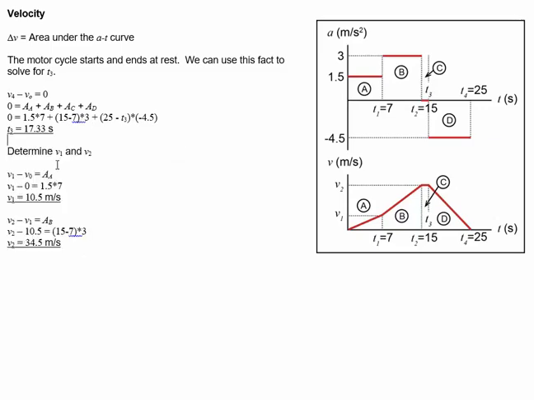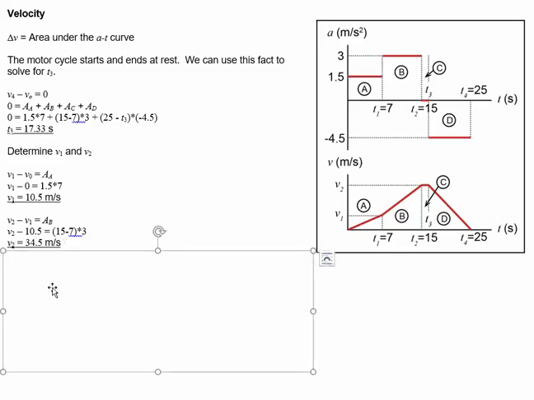All right, next, we can use that same fact that the area under the curve is equal to the change in velocity to determine these unknown velocities v1 and v2. So v1 minus v0 is the area under A right here. So we do that and we find that the velocity at 1 is 10.5. And then the change in velocity between 2 and 1 is the area under B. So we can use that to find the velocity at 2, which is 34.5.